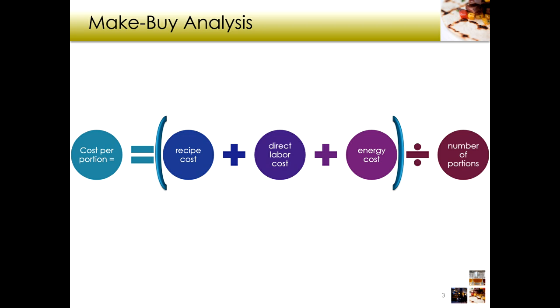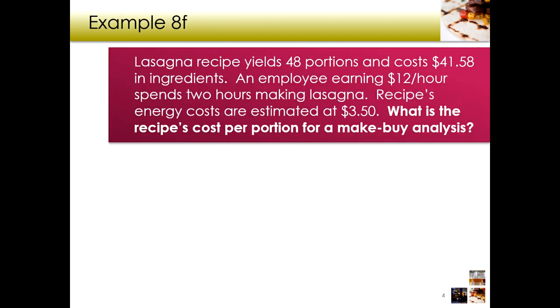All those things. The energy cost we're going to use here is an estimate. You can figure that out based on calculations from direct energy websites, EPCOR websites, based on your oven and its energy consumption. The first example I've got here is a lasagna recipe that yields 48 portions and costs $41.58 in ingredients. An employee earns $12 per hour, spends 2 hours making the lasagna, and the recipe's energy costs are estimated at $3.50. What is the recipe's cost per portion for the make-buy analysis?